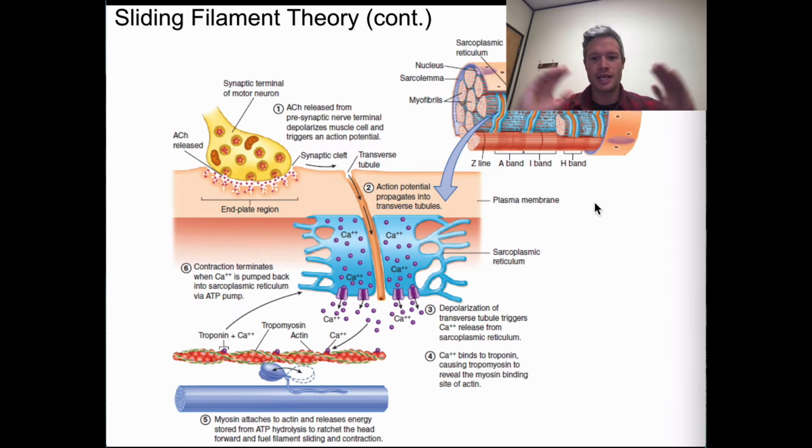So again, just to put it into context, we'll go through the steps. This does still occur: action potential from our nerve down through the T-tubule, causing calcium release from the sarcoplasmic reticulum. That's all happening, but we're just going to focus on this action here, or the interaction between actin and myosin. Again, they are the contractile proteins of our skeletal muscle. So let's focus on that for the next component.